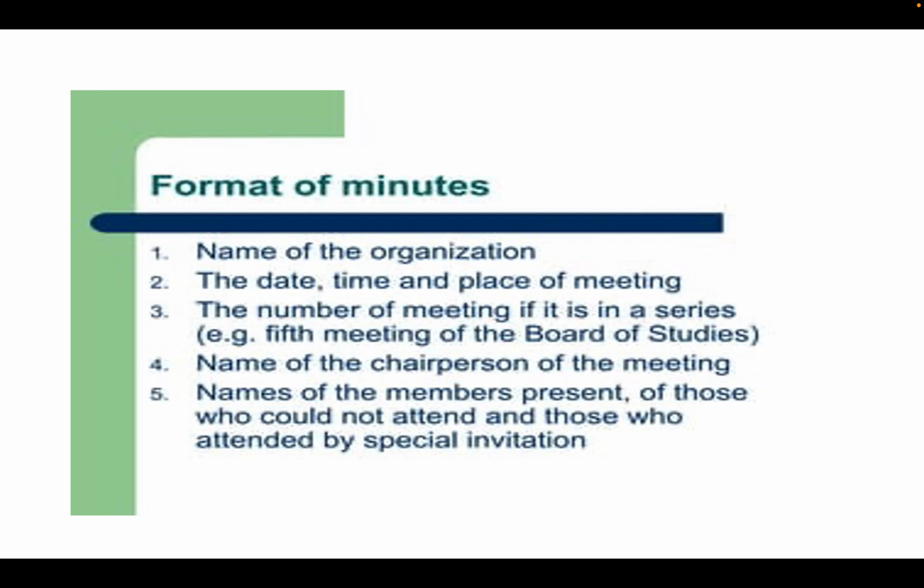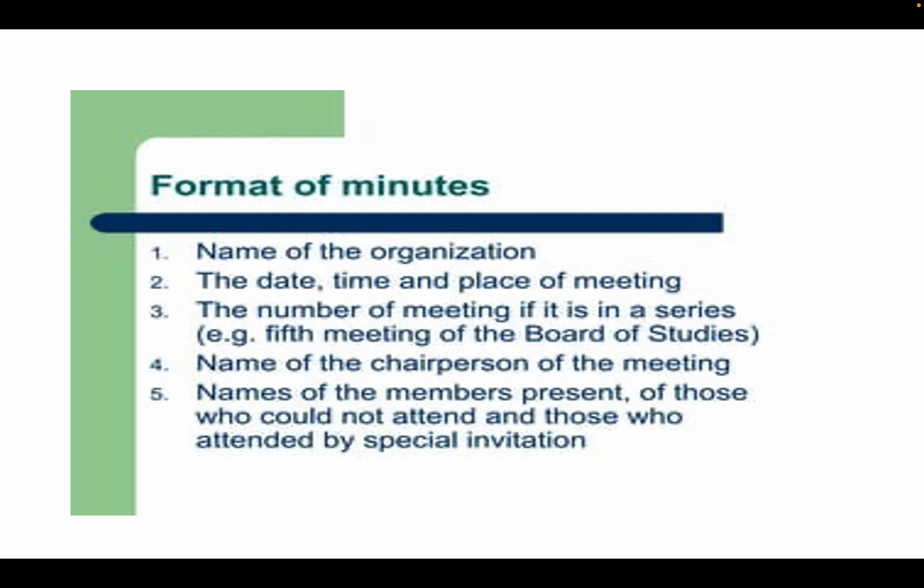First, the name of the organization. Write the name of the organization at the center of the page in bold letters, followed by the address, and the date, time and place of the meeting. The third thing to be written is the number of the meeting if it is in a series. For the agenda, I said it is a fourth meeting, so it can also be represented as the fourth meeting.